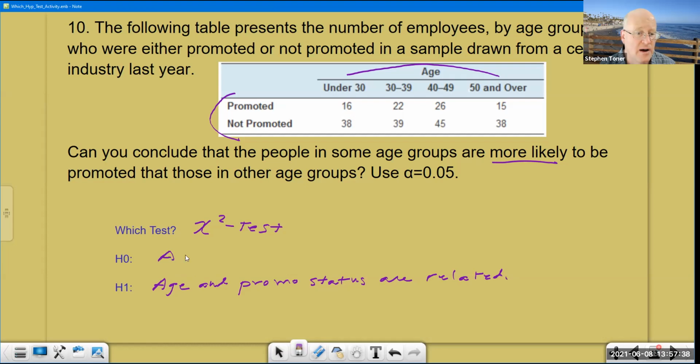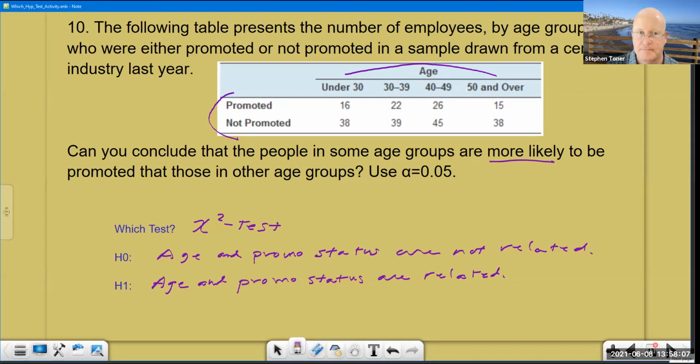And then above, I'd say age and the promotional status are not related. Or you could say are more likely down here. You can word it however you want, but that's logically what we are dealing with in this type of problem. The key part is noticing that it's a chi-square test.